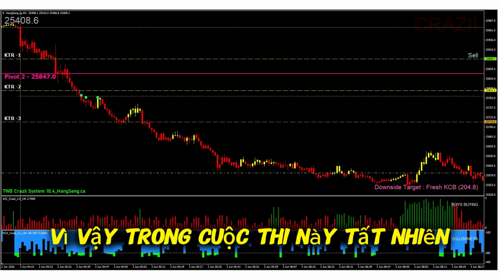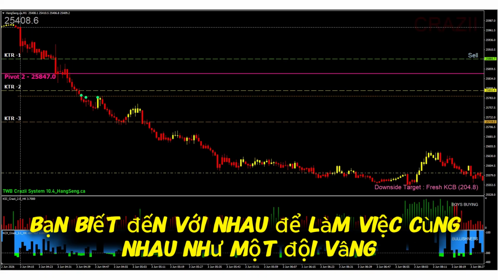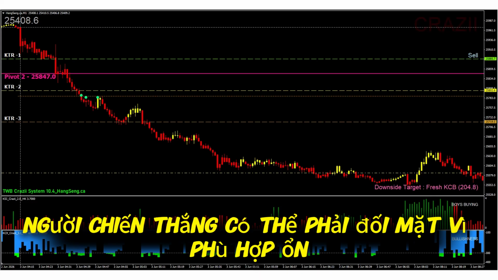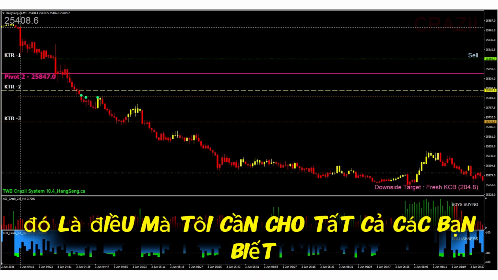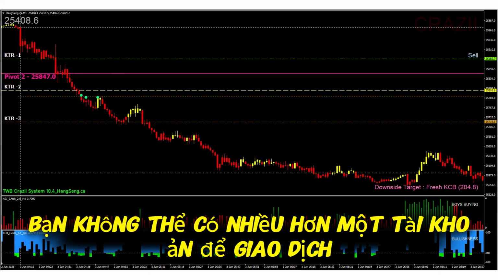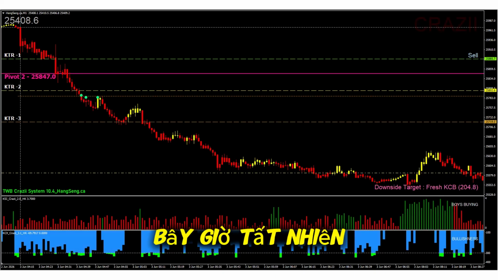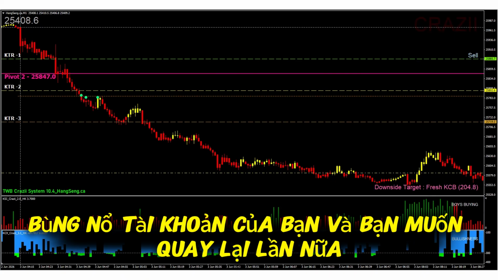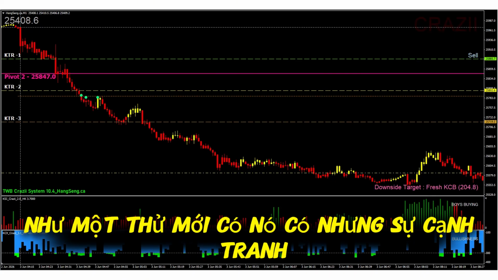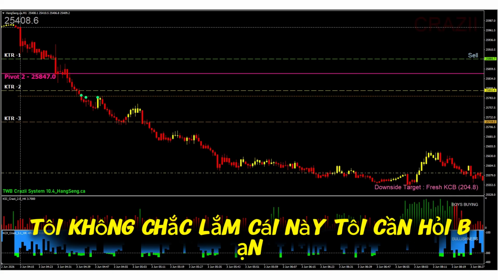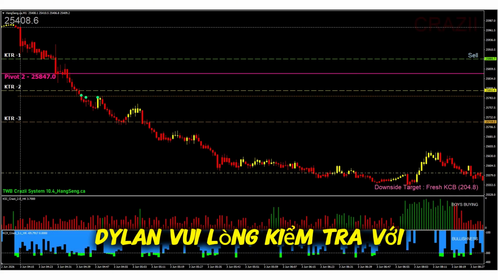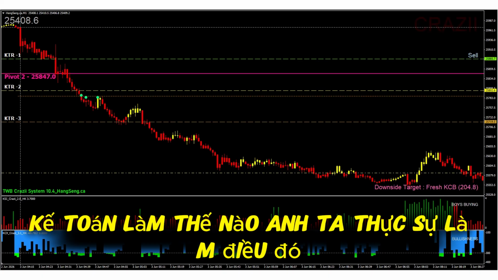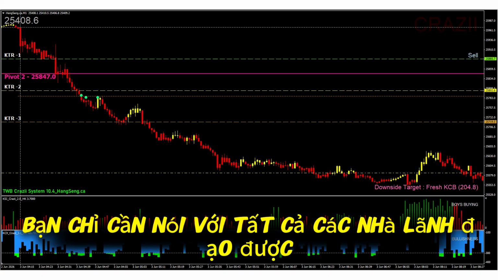So in this competition, of course, you're not allowed to work together as a team. If we actually find out about that, the winner may face forfeiting. There's something that I need to let y'all know. You also cannot have more than one account to trade. Everybody can only contest with one account. Now, can you burst the account and come back in again? Technically, yes, you can. If you unfortunately burst your account and want to come back in as a fresh try, yes, you can. But will the competition take the two numbers together? I'm not too sure. This one I need to ask. Dylan, please check with the organizer about how they handle it if someone bursts the account.